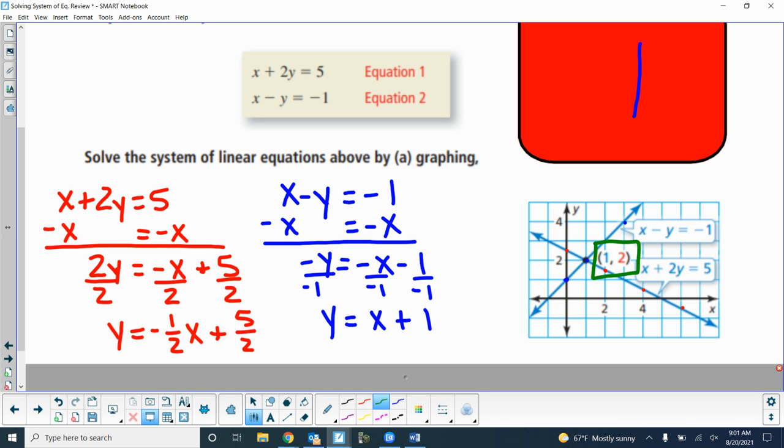That means that 1 for x and 2 for y, when I plug in to both equations, it gets the right answer. 5 for this one and negative 1 for that one. It's the solution to both equations, so it's a solution to the system of equations.